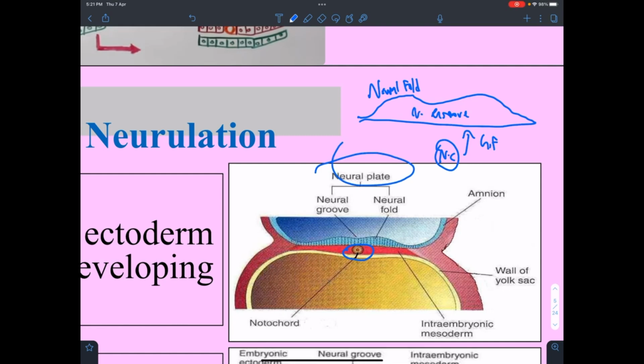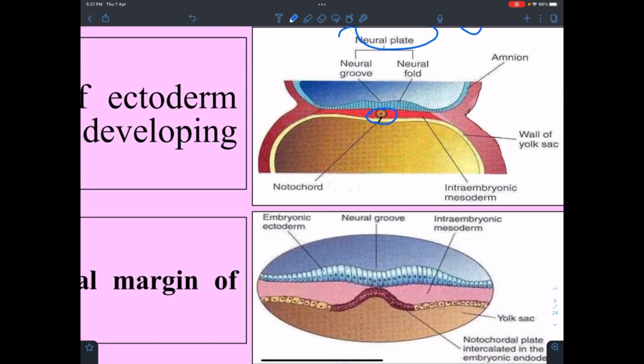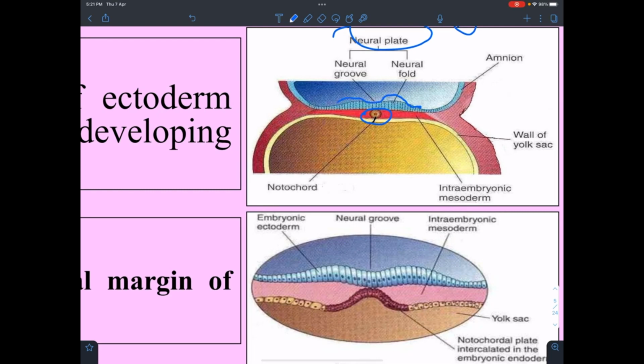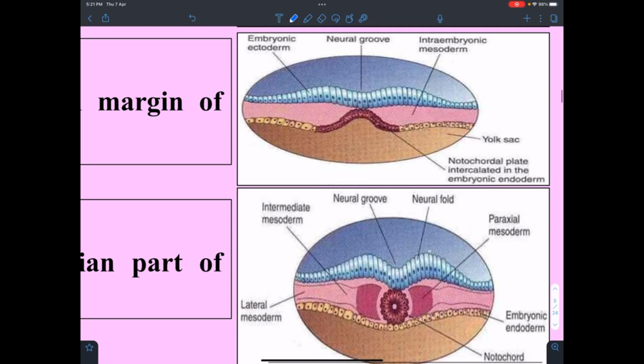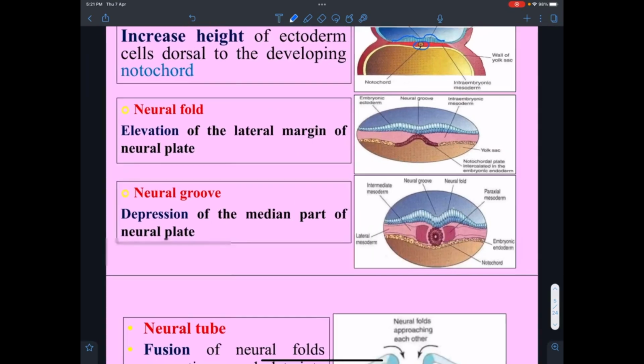Let's look at the picture below it. You see it right here, one going like this, and this. As we develop more and more, the neural groove is going to keep continuing. Part of the ectodermal cells are going to keep going down from this neural groove, and part are going to go up on the lateral margins from the neural folds. It's going to go from a straight line to essentially this. Together they make up your neural plate.